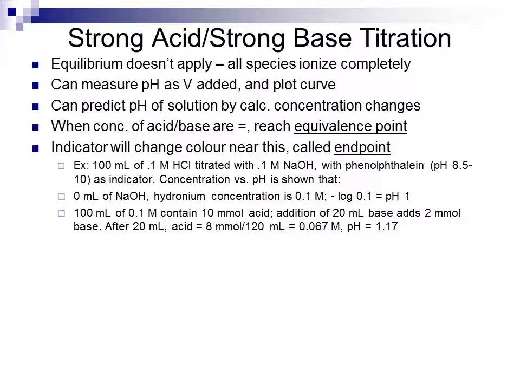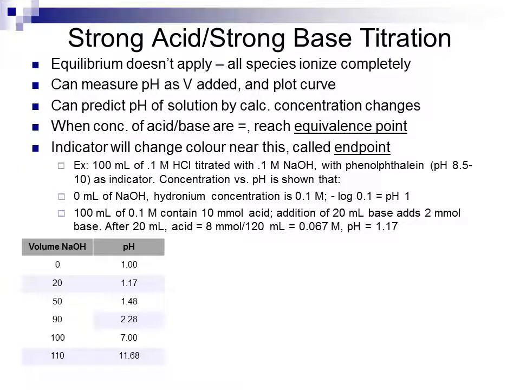If I add 20 milliliters of base, I will have added 2 millimoles of the base. So after 20 milliliters, my amount of acid that remains is 8 millimoles, because 10 minus 2 is 8. The total volume of the solution is the 100 milliliters of the acid and the 20 milliliters of the base, at 120. 8 divided by 120 is a molarity of 0.067, and the negative log of that is 1.17. I can calculate these pH versus volume changes and tabulate a series of changes.